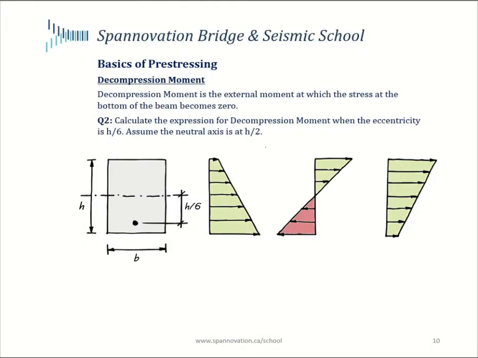Okay, so now we'll introduce the concept of the decompression moment, which is the external moment at which the stress at the bottom of the beam becomes zero. So we know that the net stress state on the beam is a combination of the stresses coming from the prestressing plus the stresses coming from the external moment M. And the stresses coming from prestressing are a combination of the axial component plus the moment due to the eccentricity of the tendon. And the stress on the bottom coming from moment would be the moment divided by the section modulus at the bottom. And I'll put a negative sign to denote tension.